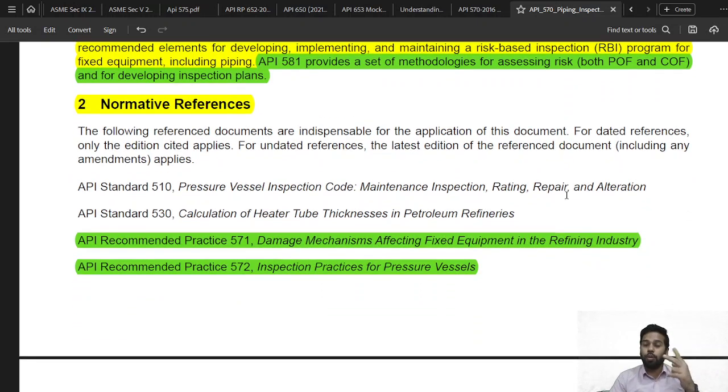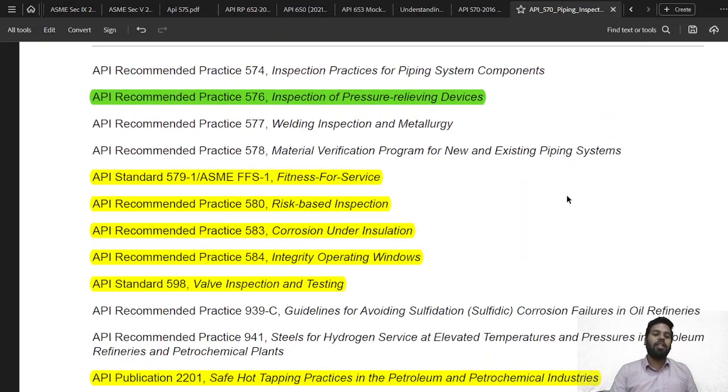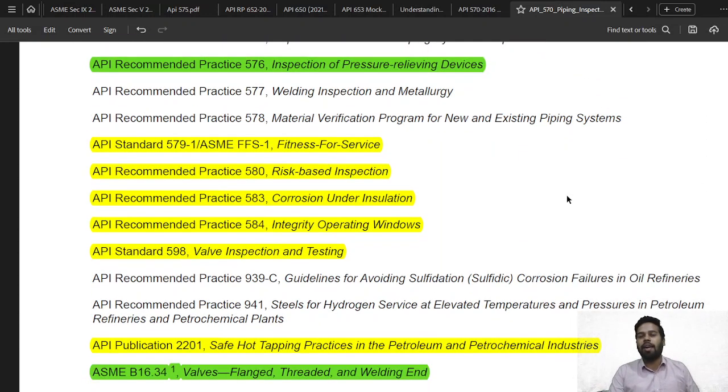Next, Section 2 is normative references. References are basically the codes, standards and documents that this API 570 code has used to make this. There are many things here. API 571 is damage mechanisms. API 572 is inspection practices for pressure vessels. You don't need to remember all of these, but you need to understand what documents we are talking about. 576 is for inspection of pressure relieving devices. 577 is for welding. 578 is for material verification program. 579-1 / ASME FFS-1 is for fitness for service.